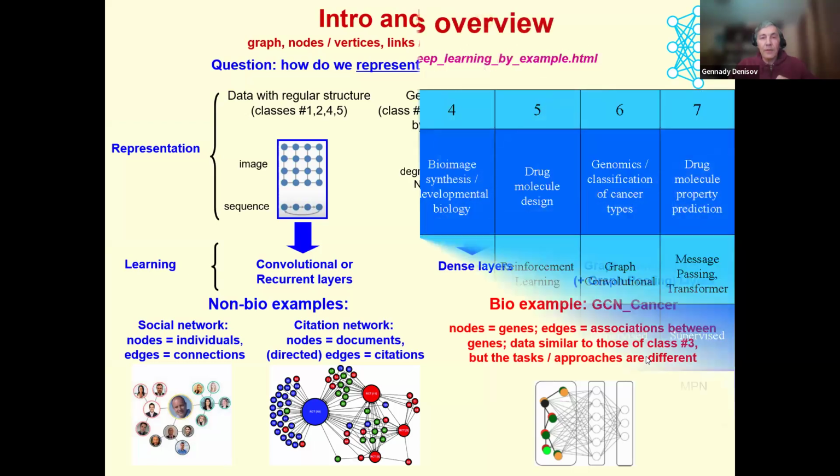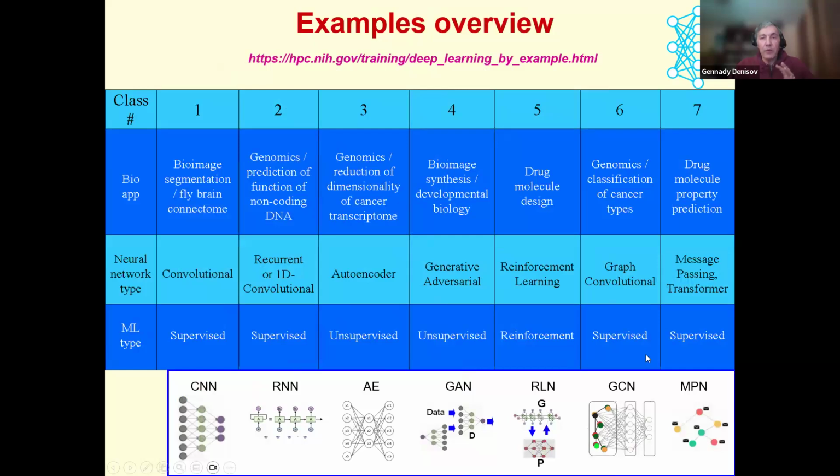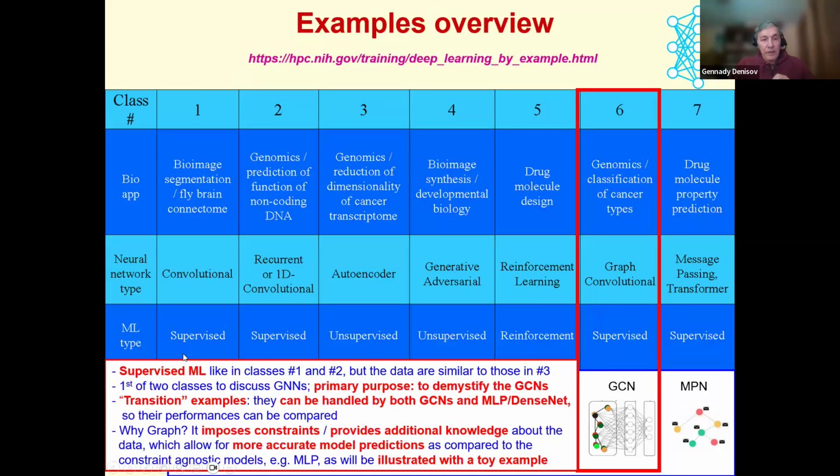Okay. Next slide will give a very quick overview of the main features of this class number 6, as compared to other classes. What is the difference of this class from other classes? First, this class will take a supervised machine learning approach, such as class number 1 and class number 2. In other words, we will have ground truth data with samples and labels. But the data, as I already mentioned, are very similar to data of class number 3.